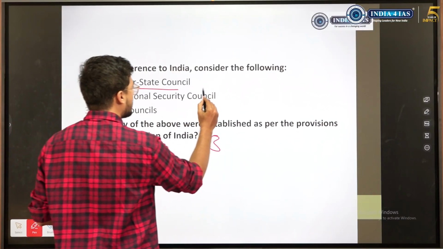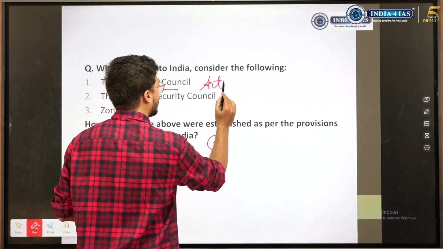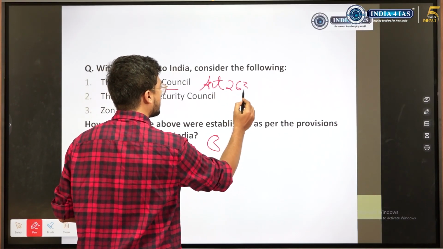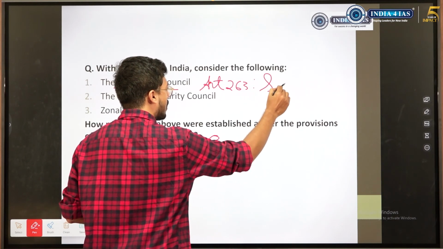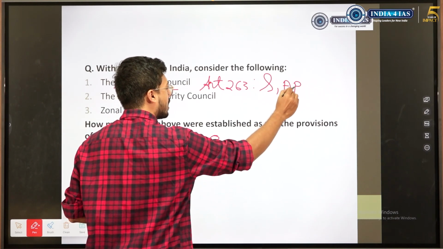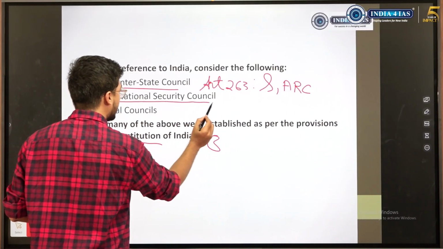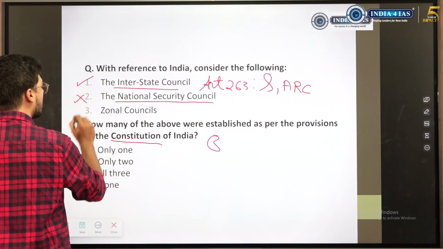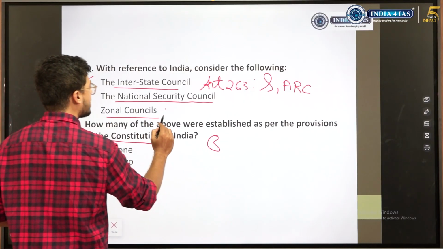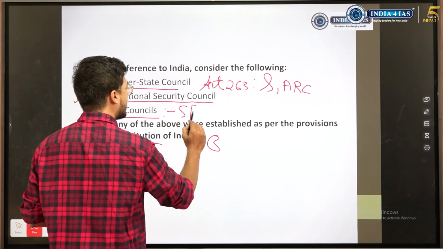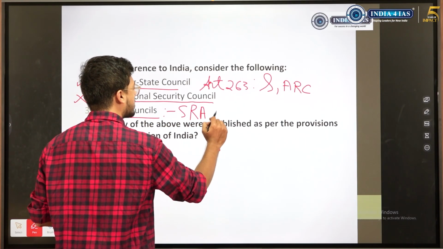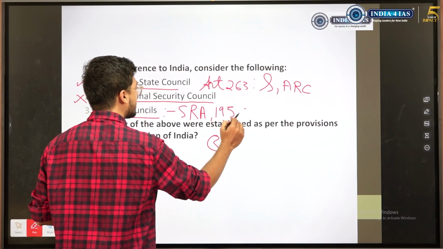Interstate Council is established under Article 263 on the recommendation of the Sarkaria Commission. We know this. The Administrative Reforms Commission had also suggested it before the Sarkaria Commission. So this is correct. National Security Council is not constitutional. Zonal Council is a statutory body which is established under the State Reorganisation Act of 1956.